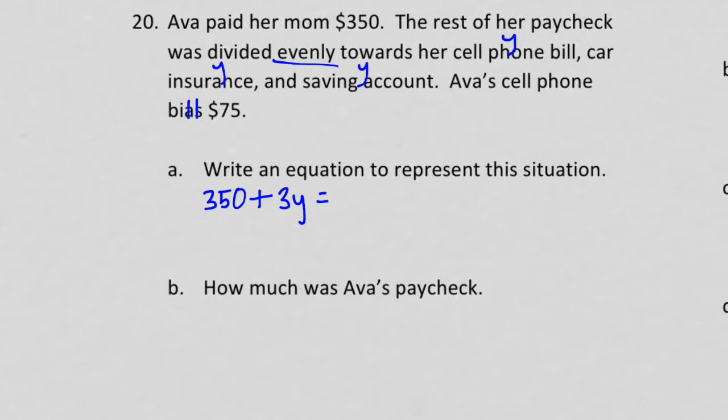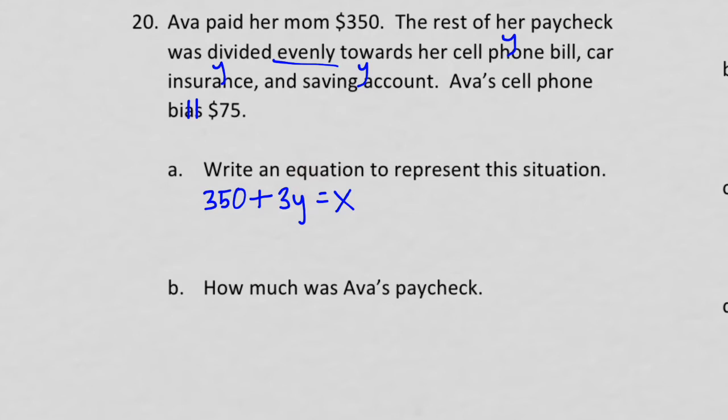equals her total. Write an equation to represent the situation. Her total is going to be X. Or you might choose that X is the amount that she's paying evenly and Y is the total. Either way. So 350 plus 3Y equals X. We're going to plug in the number that they gave us. It says Ava's cell phone bill is 75. So if this is 75, that means that's 75 and this is 75. So just plug in 75 to get your final answer.